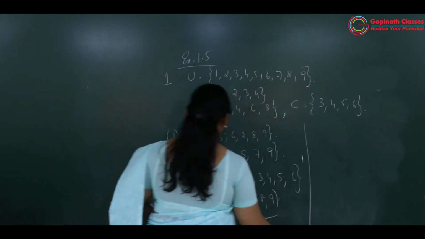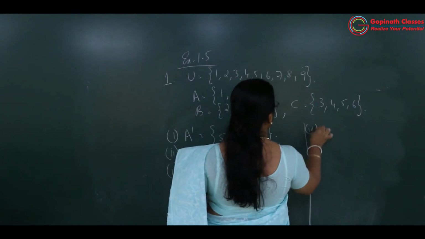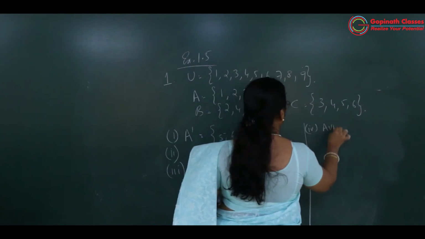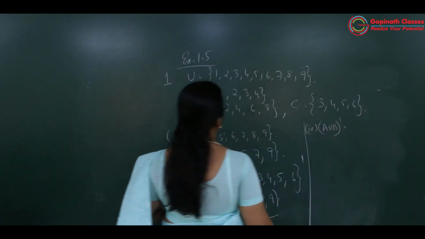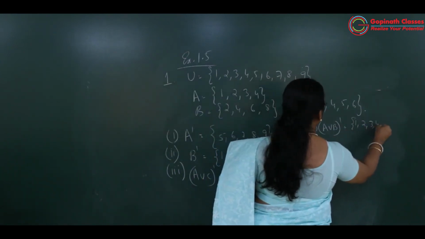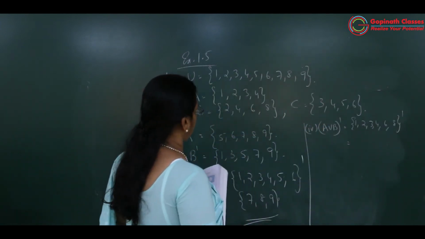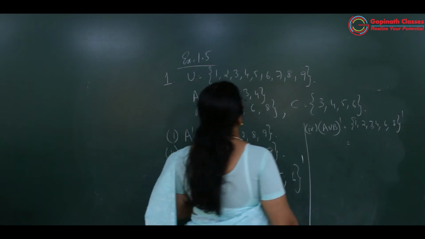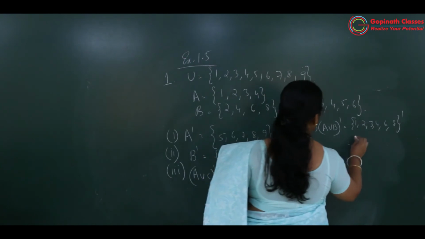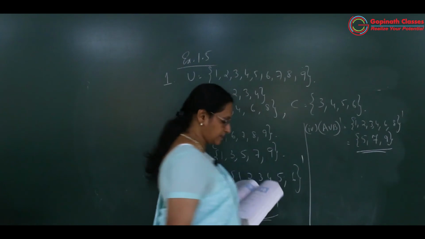Then the fourth question is A union B whole complement. What is A union B? A union B is 1, 2, 3, 4, 6, 8. Iska complement. 1, 2, 3, 4, 6, 8 का complement will come 5, 7 and 9. Hope you understood. Very simple concept.